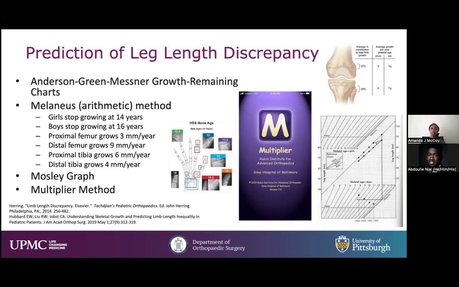But when I actually sit down and do my plans, I usually like to get a bone age, and I use the bone age with the multiplier method. The multiplier method was initially published by Paley and Herzenberg, but now they actually have an app, which is much easier. And so that's usually how I will predict the leg length discrepancy at skeletal maturity.